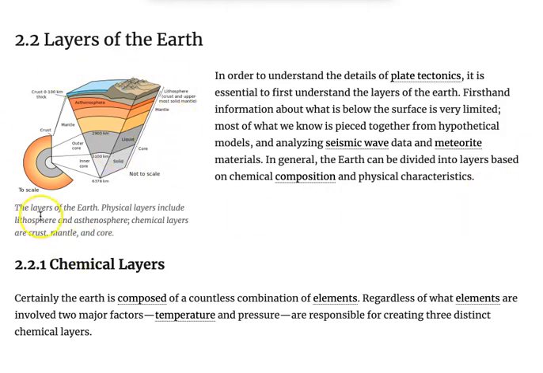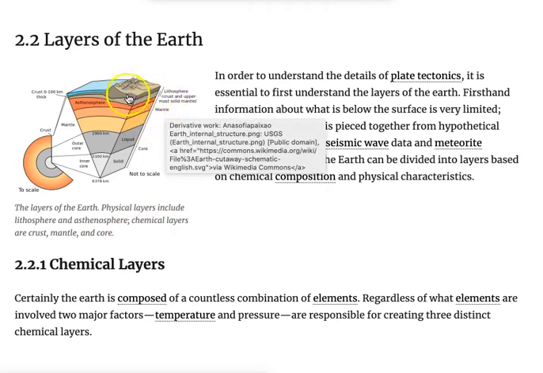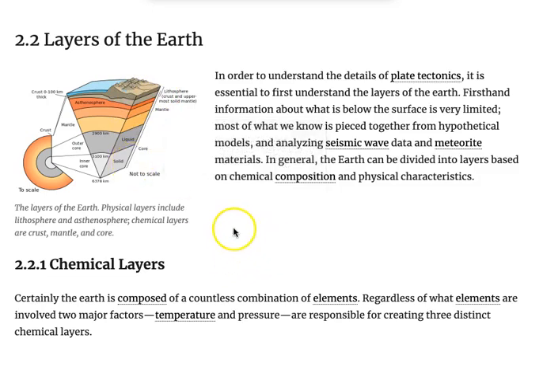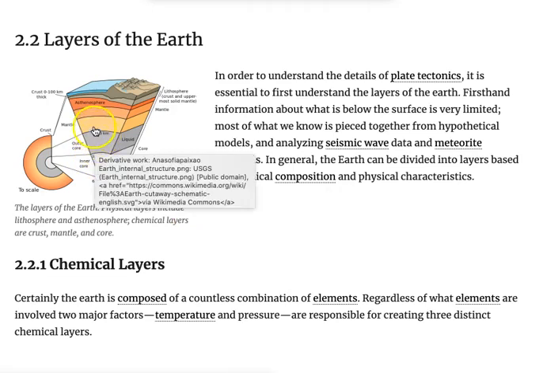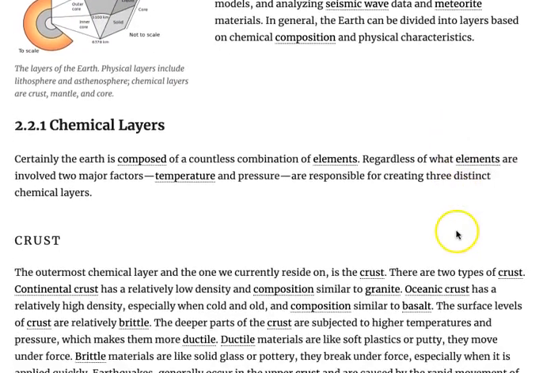So this illustration here is showing the layers of the Earth. Physical layers include the lithosphere and asthenosphere. Chemical layers are crust, mantle, and core. So there are 2 ways of thinking about the structure of Earth. One based on the chemical composition, and those are terms that you probably are familiar with: the crust, which is the uppermost layer, the mantle, and the core. But the Earth could also be divided into layers based on the physical properties of the Earth. And these terms include the inner core, outer core, mesosphere, asthenosphere, and lithosphere. And I'm going to discuss both here.